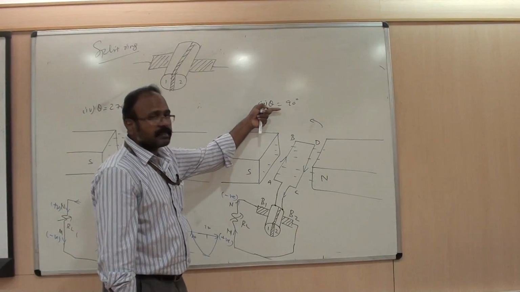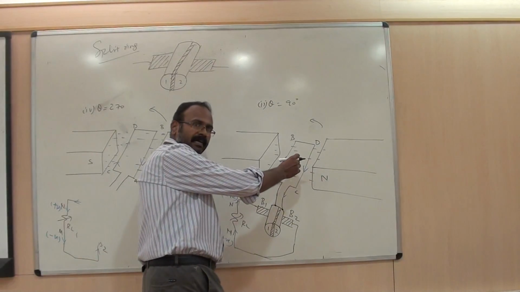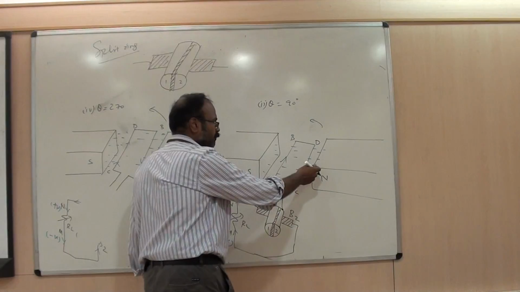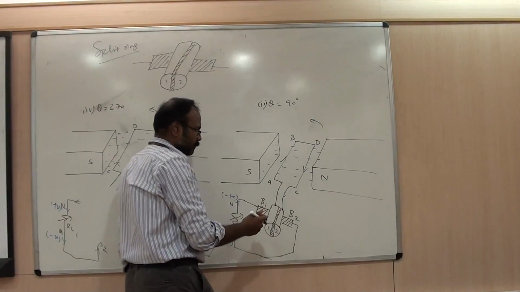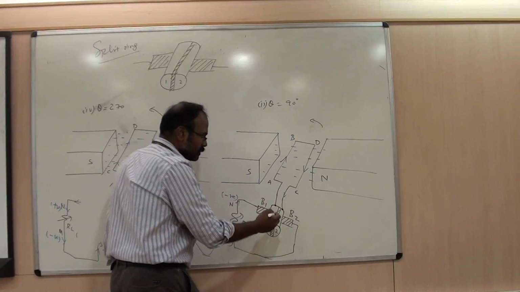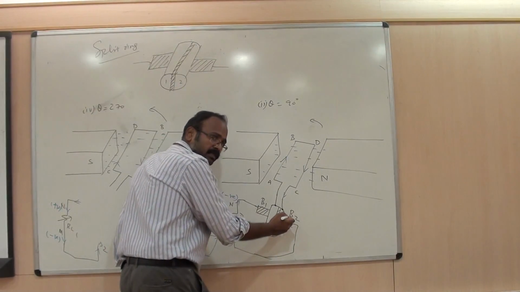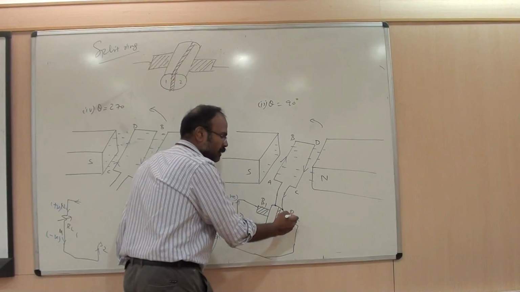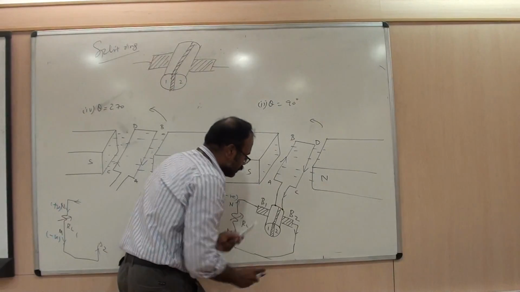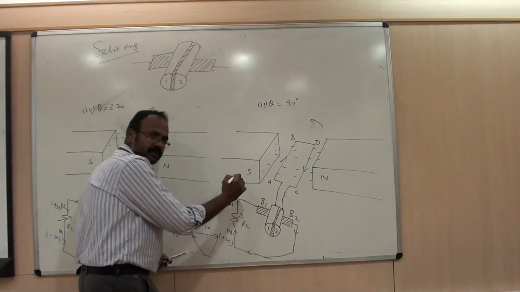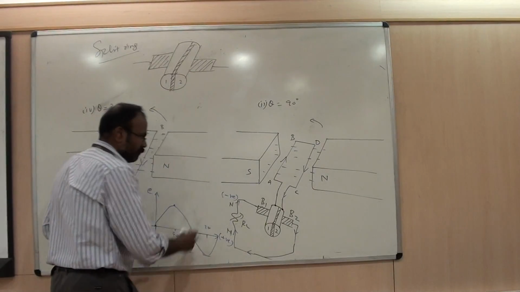As far as this position is concerned, we already discussed the current direction in the CD conductor, which is under the influence of the north pole and is moving upward because of the anticlockwise direction. The current will come out like this, jump to split ring segment 2, and since B2 is in contact with segment 2, it will jump to brush B2, travel in this direction, and flow like this. Thereby, M will be positive, as we already discussed, and N will be negative.